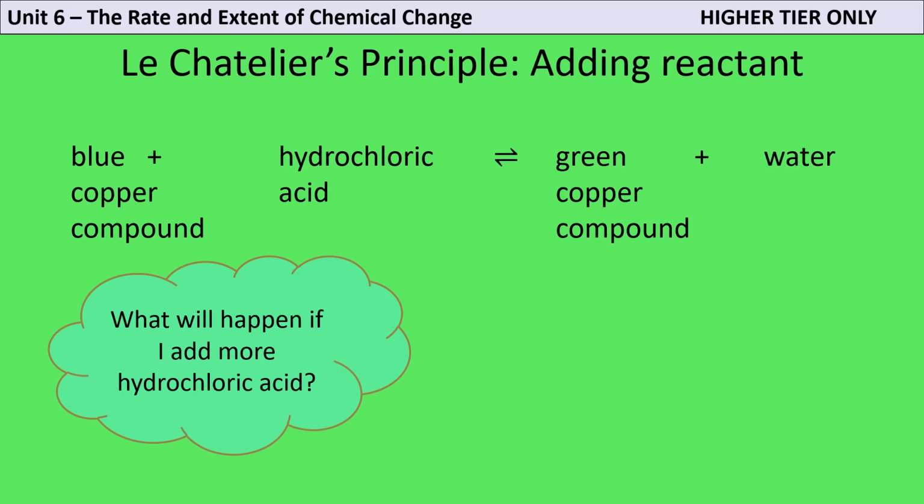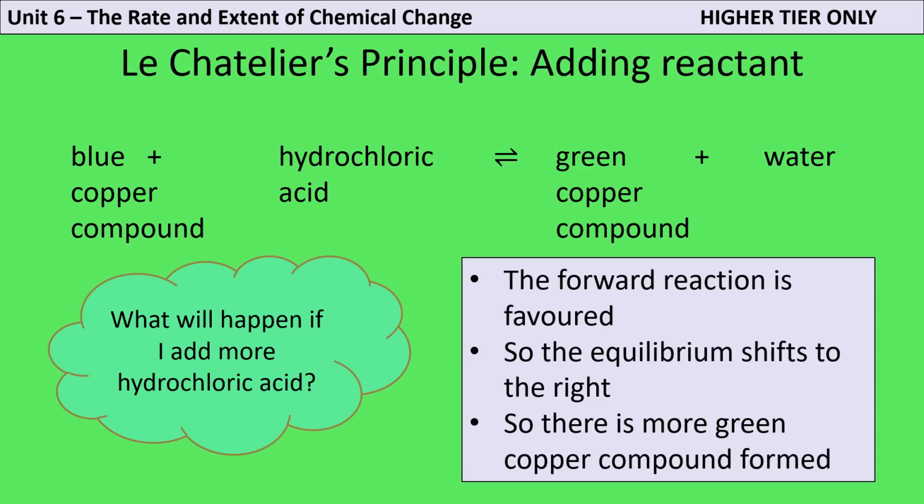If I add more hydrochloric acid, I know that Le Chatelier's principle has told me that the system will shift to counteract that change and get rid of the hydrochloric acid. The only thing that the system can actually do is make either the forward reaction or the reverse reaction happen faster. So whichever reaction removes hydrochloric acid, that's the one that will go faster. That's the one that we say will be favoured.